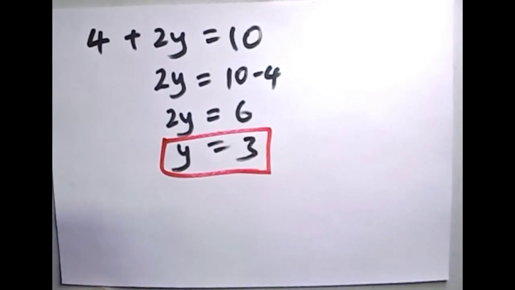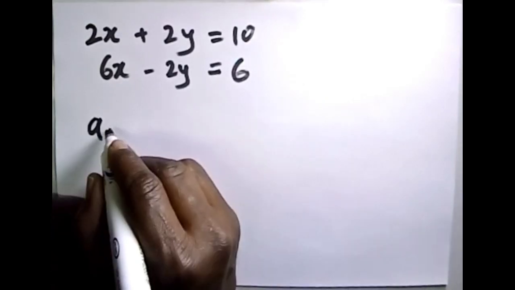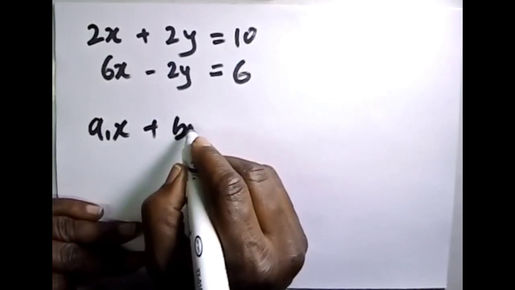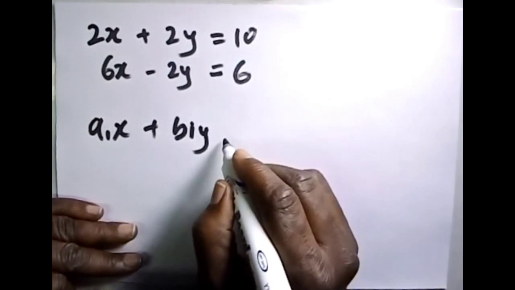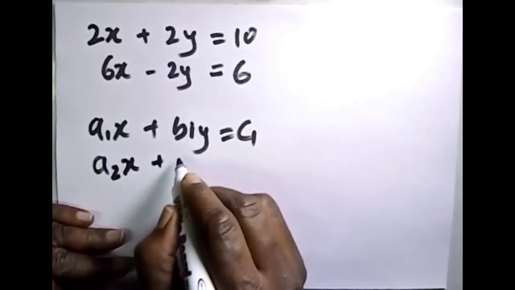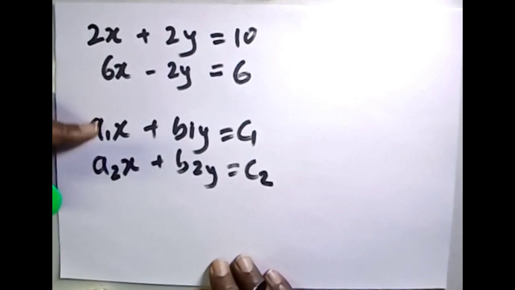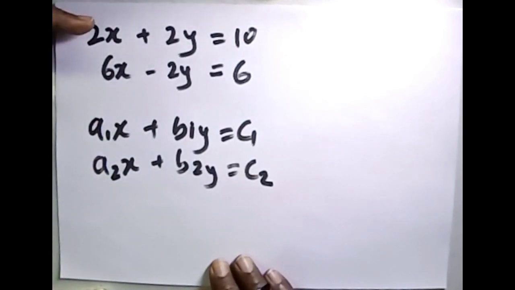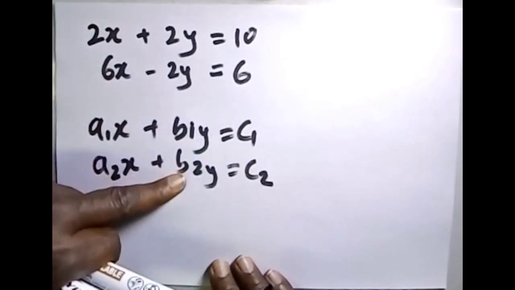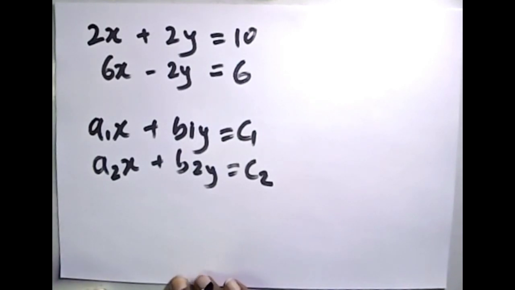Now let's use Cramer's rule to see if we'll get the same result. So to start with Cramer's rule, we want to state our two original equations again. Cramer's rule states that a1x plus b1y equals c1, a2x plus b2y equals c2, where a1, a2 are the coefficients of x in the original equations, b1, b2 are the coefficients of y in the original equations.